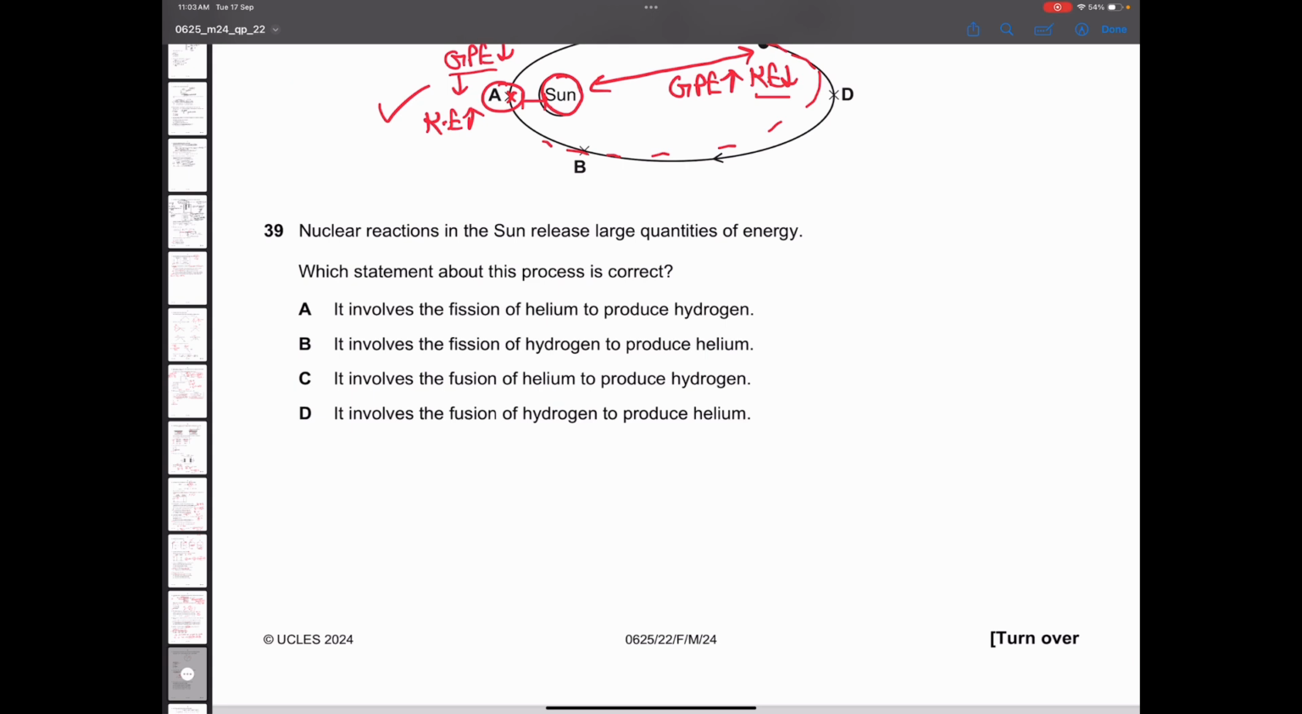Question number 39. Nuclear reactions in the sun, these happen due to the nuclear fusion. So let's check which option says fusion. A and B are fission, not possible. It involves fusion of helium to produce hydrogen. No. The smaller atom fuses to form the larger atom. Helium is larger than hydrogen, so it involves the fusion of hydrogen to form helium. Hydrogen fuses to form helium, then helium fuses to form beryllium, and the process keeps on going. So the option D will be correct.